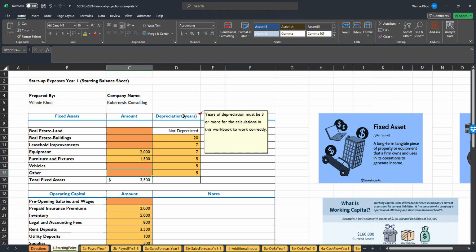For depreciation, I would not adjust anything for now. I will review depreciation in a later video, but for now, I would advise just not to adjust these numbers.